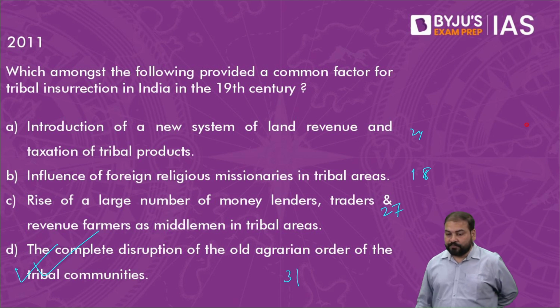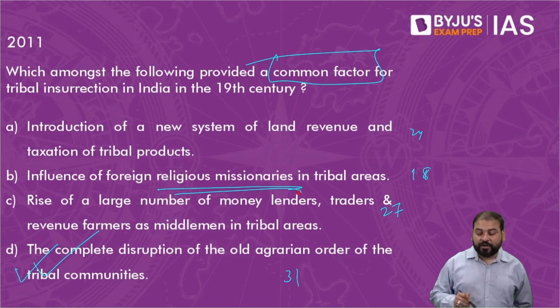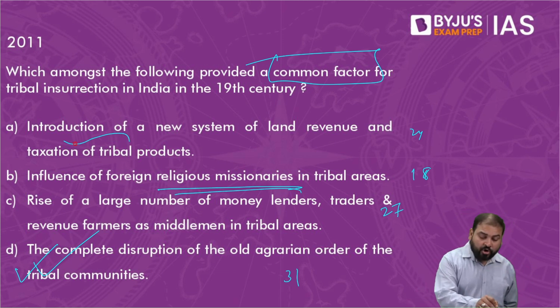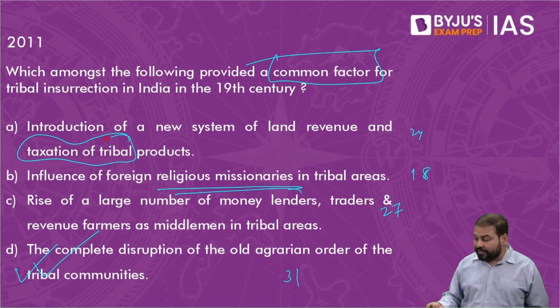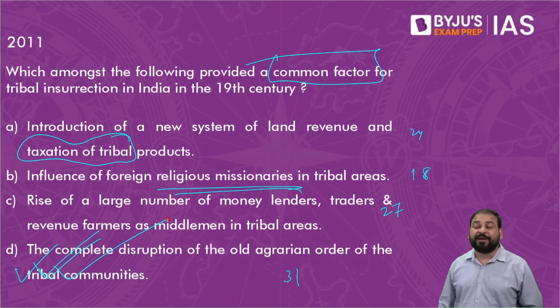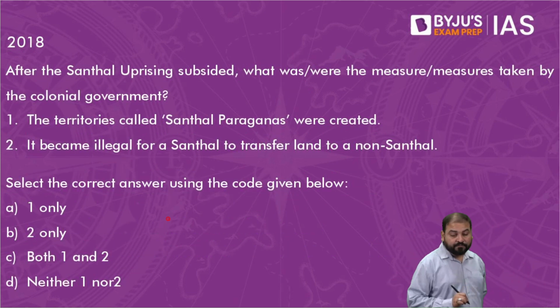I know, guys, this is a problematic question because all these are factors. But then the question is asking, what is common? Missionaries did not go everywhere. There was not all the time taxation of tribal products. C and D look to be very, very correct, but the D is better answer. D happened everywhere. Not everywhere money lender traders had gone.